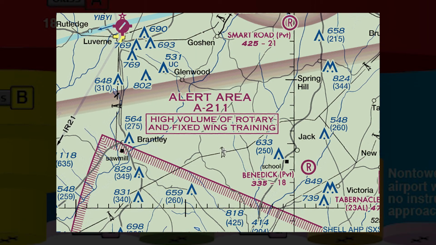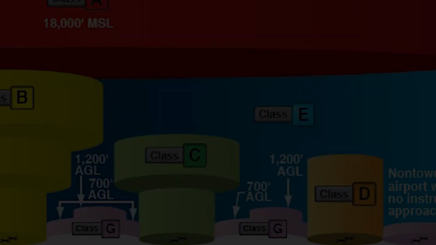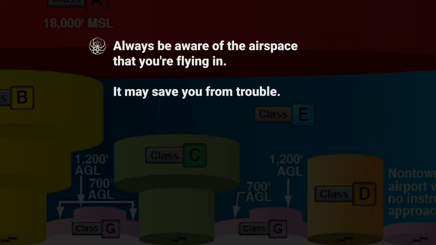Alert areas exist to inform non-participating pilots of areas that may contain a high volume of pilot training or an unusual type of aerial activity. Always be aware of the airspace that you're flying in. It may save you from trouble.